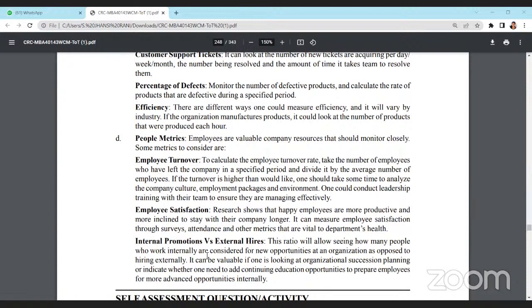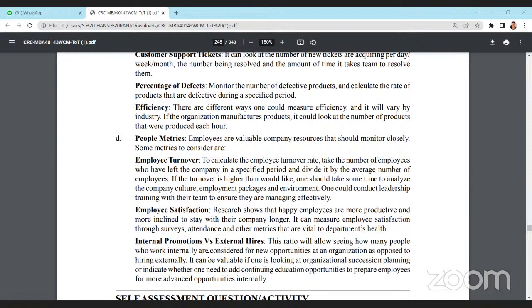And when we talk about people metrics, the first one is employee turnover, meaning at what time the employees are leaving the organization, what the turnover rate of employees is. Turnover means at what period or at what levels employees are leaving the organization. Take the number of employees who are leaving the organization in a specific period, and when we divide it by the average number of employees, we will get the employee turnover percentage.